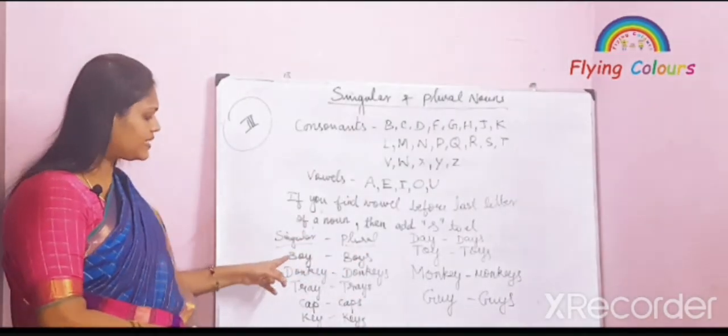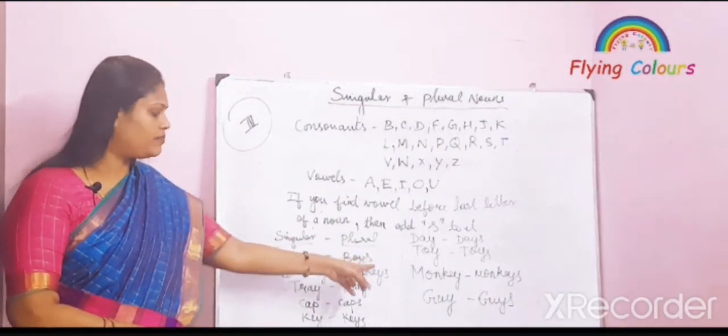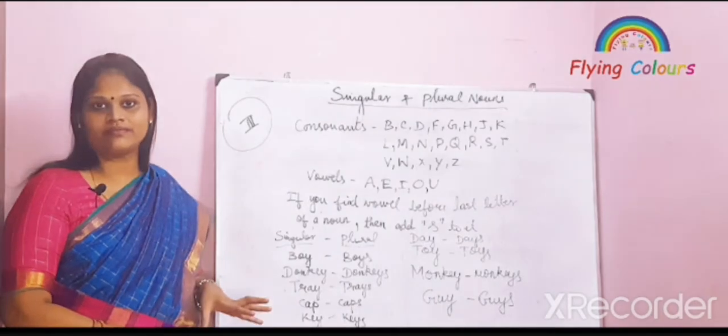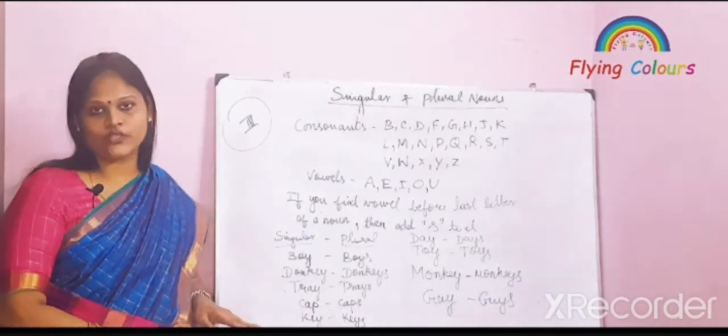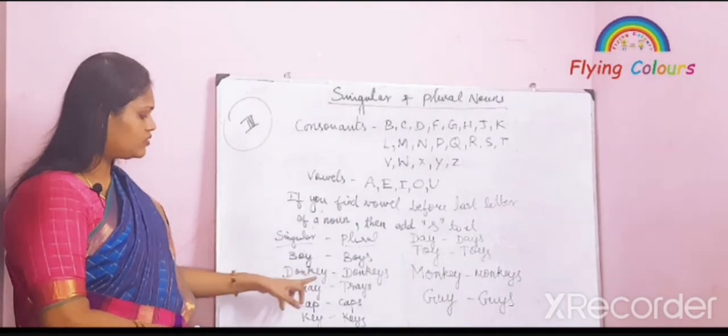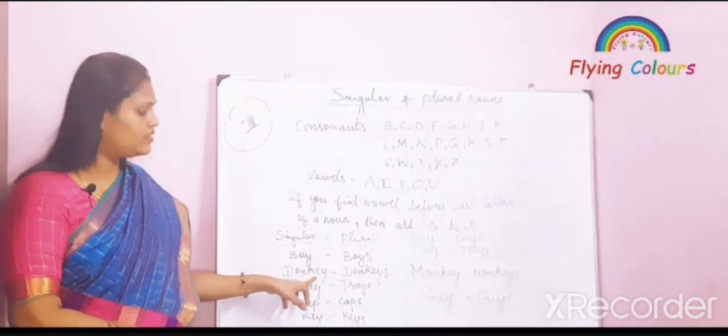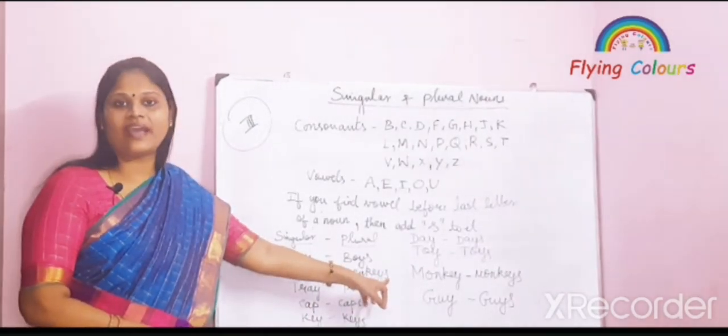For example, boy is singular and boys is plural. I didn't drop anything. I added just s to it. This is one more concept. Donkey: before Y, I can see the vowel E. So, donkeys. I am adding s to this noun.